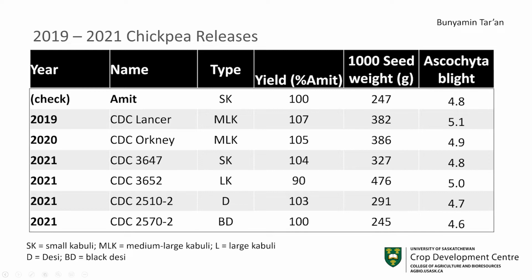And then there are two specialty chickpeas released in 2021, 2510 Desi and 2570 Black Desi. This is for small markets that exist in North America and globally, with a similar yield package, good for Ascochyta. And all these new chickpea cultivars have tolerance to Imi herbicide, so you can give growers more tools for controlling broadleaf weeds in the crop.